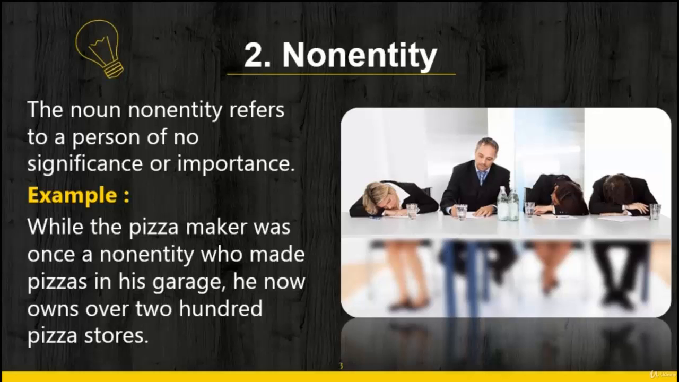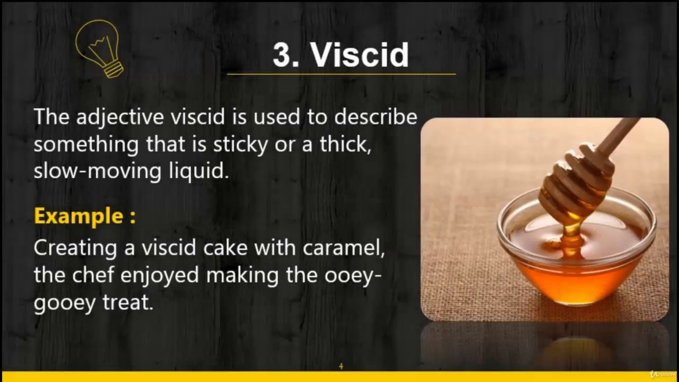Non-entity. A noun non-entity refers to a person of no significance or importance. So maybe you have a person who is almost a non-entity in your office because he does not work, he does not listen to anyone. For example, the pizza maker was once a non-entity who made pizzas in his garage, he now owns over 200 pizza stores. So this man was earlier a non-entity. No one knew him, but now he has 200 pizza stores.